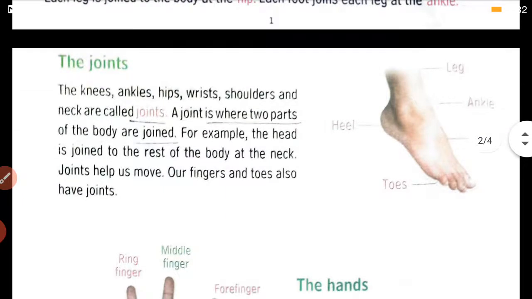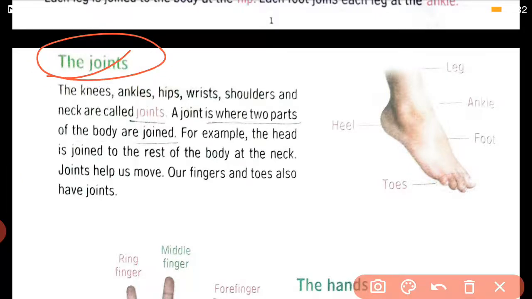Now, how are we able to move our body parts? We are moving our hands, we are moving our legs. How are we able to move? Because of the joints. Alright. So what is a joint? It is a part of the body where two or more bones meet. जहाँ पे दो या फिर दो से ज़्यादा bones एक साथ जुड़ते हैं and वो body के movement में help कर रहा है, that is known as the joint.